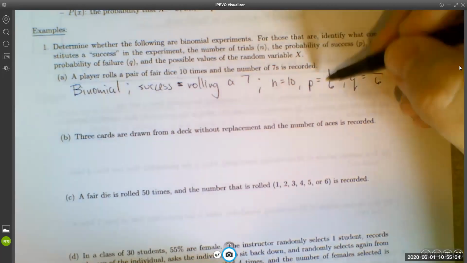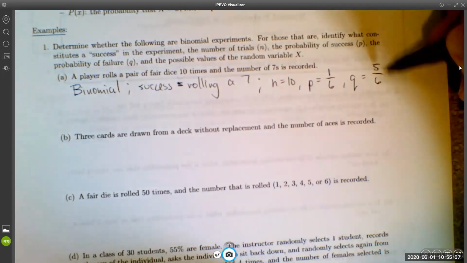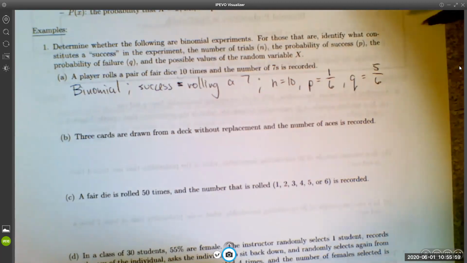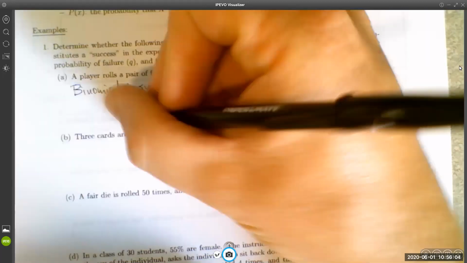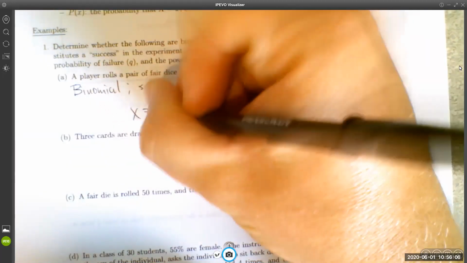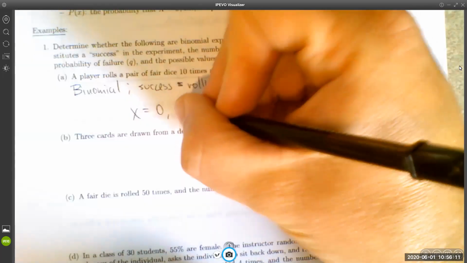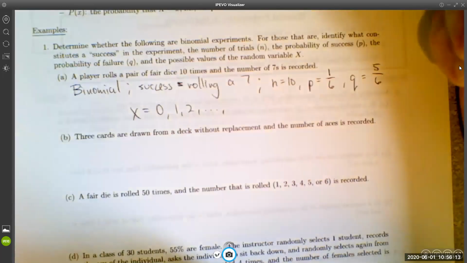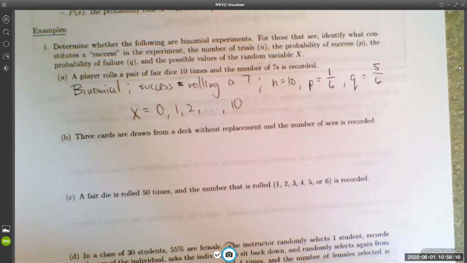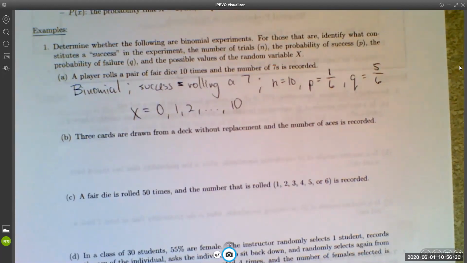If there's a 1 in 6 chance that you succeed, then that means there's a 5 in 6 chance you fail, right? Okay. And then the possible values of the random variable x, well, it's possible you could succeed 0 times out of your n trials. It's also possible you could succeed once or twice. Or it's possible you could succeed all 10 times. It's probably not very likely, but it could happen. You could just so happen to roll 10 7s in a row, right? Could happen.